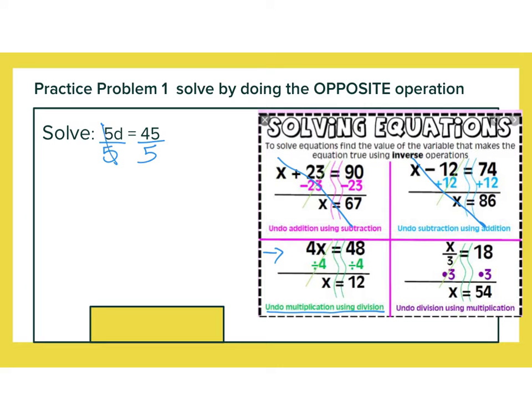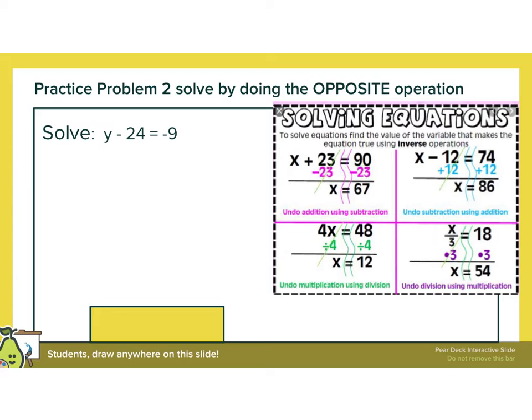attached to my variable. So now I need to figure out what is 45 divided by 5. So 5, 10, 15, 20, 25, 30, 35, 40, 45. That is 9. So I put my answer in the box.